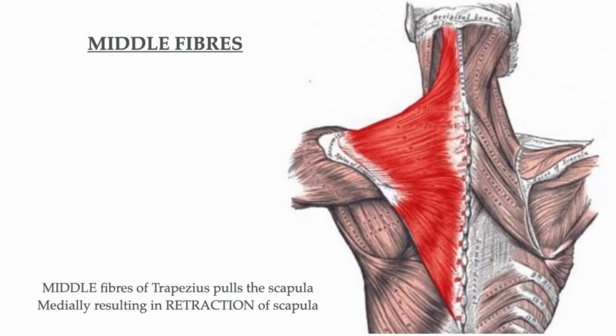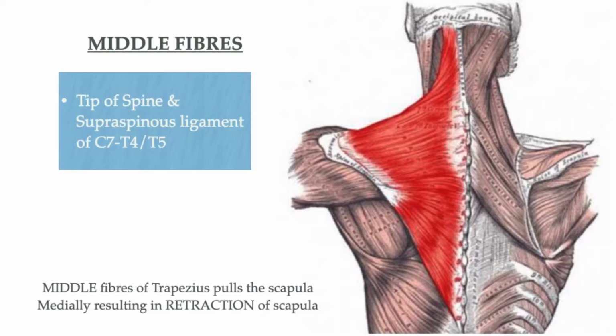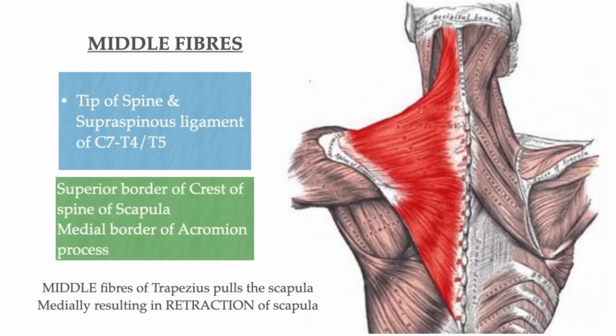The second fact is that the middle fibers originate approximately at the same level as their site of insertion. And hence, when these middle fibers contract, they result in retraction. As we know, the middle fibers originate from the tip of the spinous process and supraspinous ligament of the upper thoracic vertebrae, and they insert over the superior border of the crest of the spine of scapula and over the medial border of the acromial process. And hence, when these fibers contract, they pull the scapula towards the midline, resulting in retraction of the scapula.